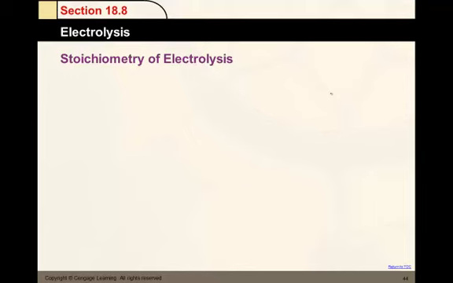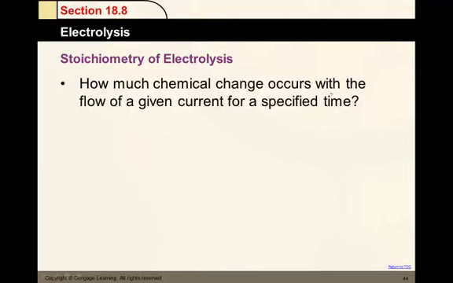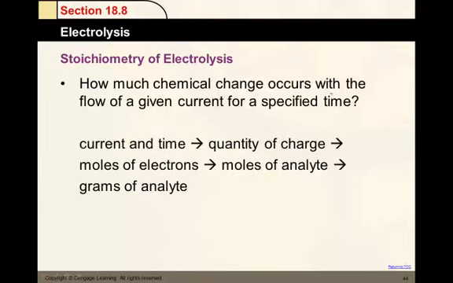The most common kind of question you're going to see is one that involves stoichiometry of electrolysis. Usually there's going to be some discussion of charge. So how much chemical change occurs with the flow of a given current for a specific time. If you apply the current for longer, more electrolysis will happen, and then more grams and more moles of product can be produced. So this relationship is going to be an important one.